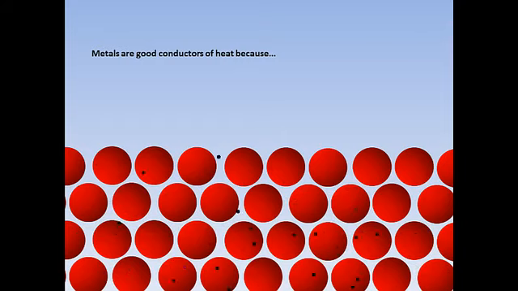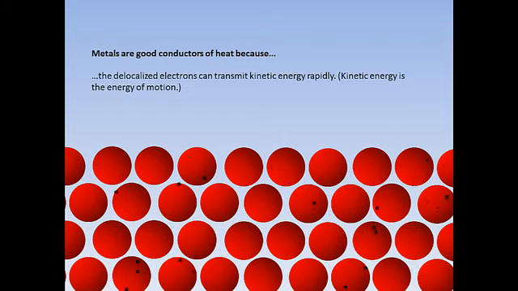Metals are good conductors of heat because the delocalized electrons can transmit kinetic energy rapidly. Kinetic energy is the energy of motion, and heat is a measure of the transfer of that energy. We can detect the transfer of energy as a change in temperature, which is really a measure of the average kinetic energy of a substance. This will be explained in more detail in a later unit.